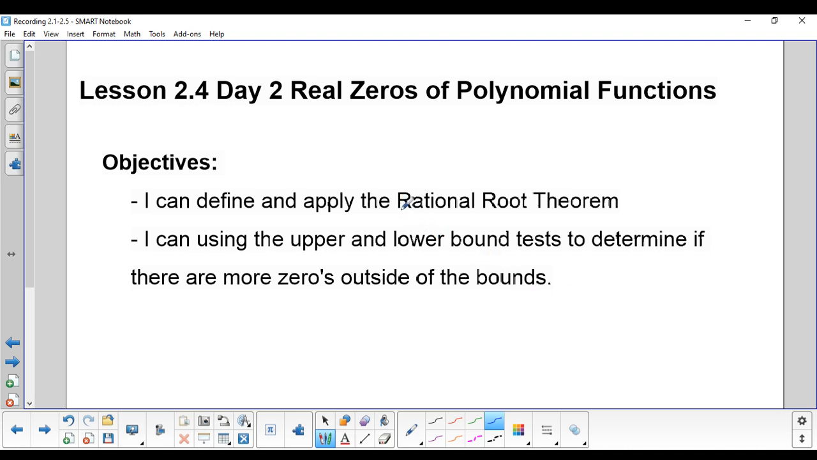Today we're going to add on to what we did yesterday, talking about what's called the rational root theorem. And we'll be talking about how we can use synthetic division to break down polynomials into factored form so that we can then apply our concepts from 2.3. We'll also be learning about what's called an upper and lower bound test, which can help us narrow down which possible rational zeros or rational roots we should test. Let's go ahead and begin.